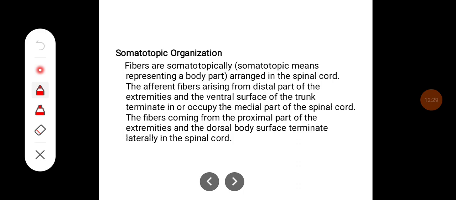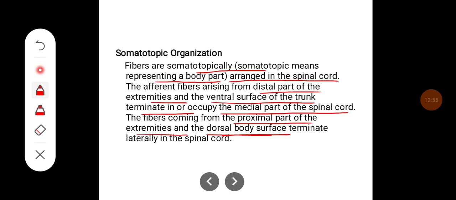The fibers are somatotopically arranged, that is, they have a representation of the body part which can be arranged in the spinal cord. The afferent fibers arising from the distal part of the extremities and ventral surface of the trunk terminate in or occupy the medial part of the spinal cord. The fibers coming from the proximal part of the extremities and the dorsal body surface terminate laterally on the spinal cord.